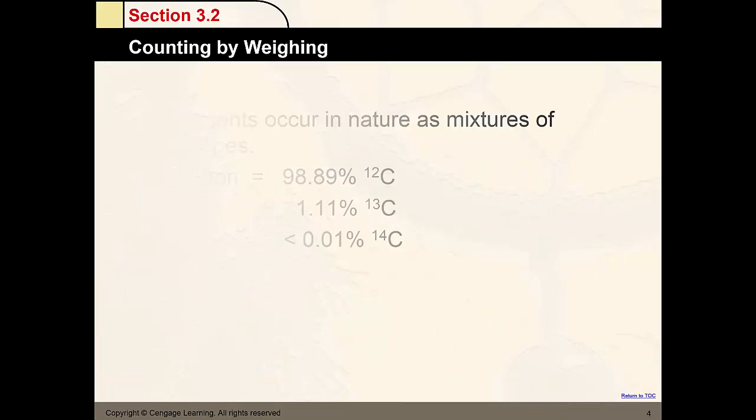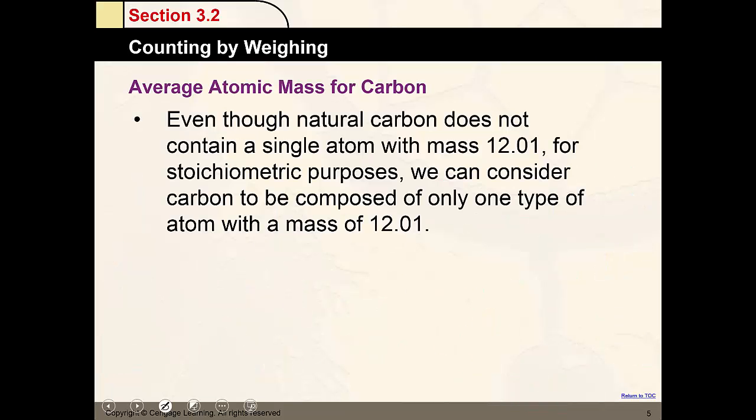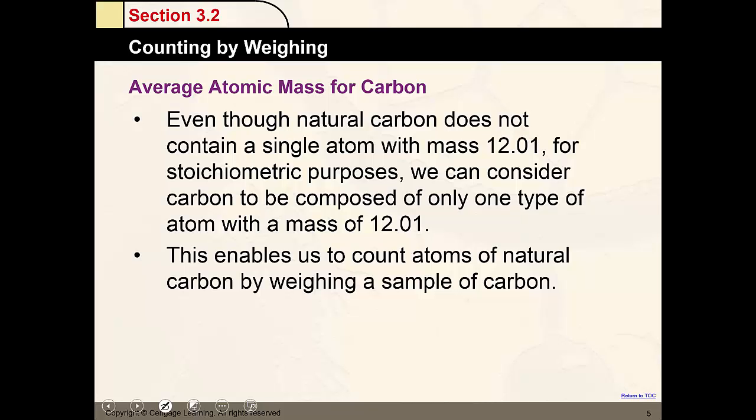So the main point I want to emphasize is that even though a naturally occurring carbon atom doesn't necessarily have a mass of exactly 12.01, we treat each one like it does. So instead of just assuming there's different carbon-12 and carbon-13, we assume every carbon has an exact mass of 12.01. This allows us to do these stoichiometric calculations where we're converting masses to masses and masses to moles.